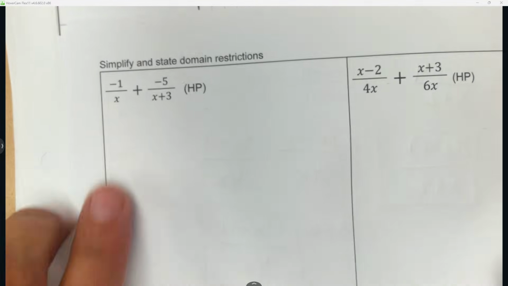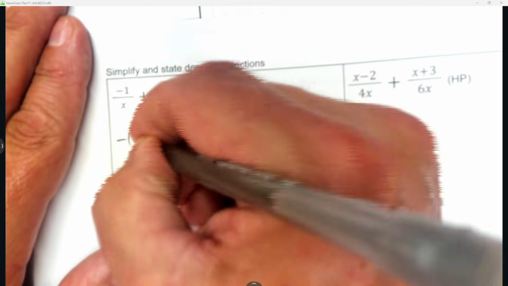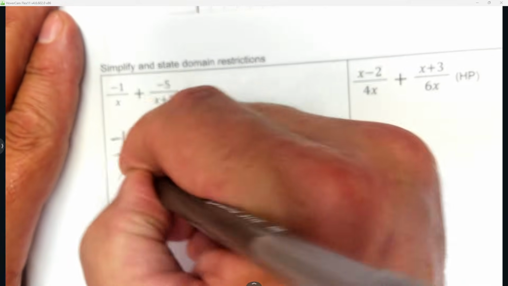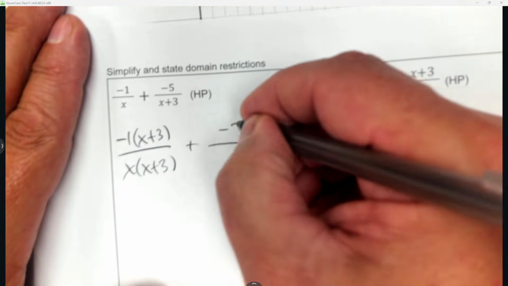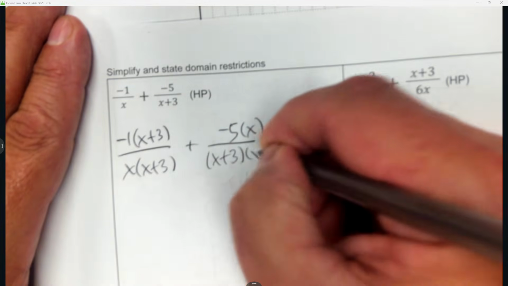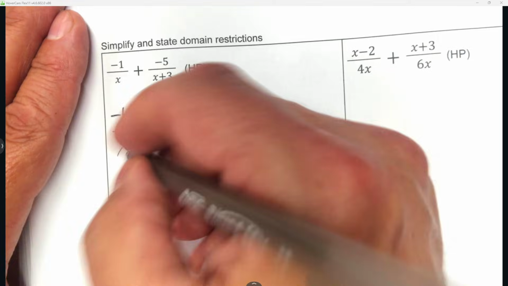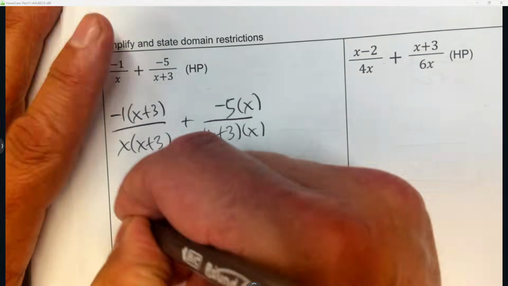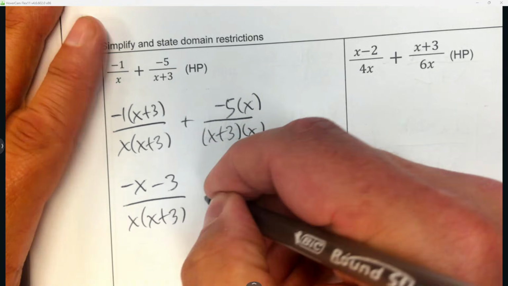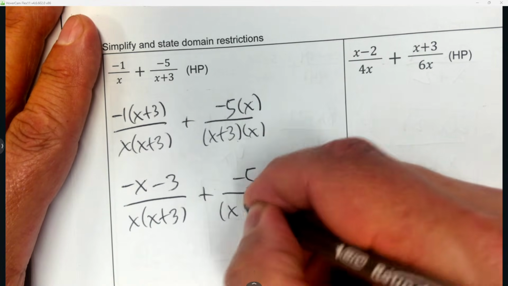All right, we need to make the denominators the same. So to make the denominators the same, we're going to take the second denominator and multiply top and bottom by x plus 3. We're going to do the same thing for the second fraction, multiply top and bottom times x. Now the denominators are the same. We're going to distribute. So it's negative x and negative 3, and negative 5x. And then we're going to add.